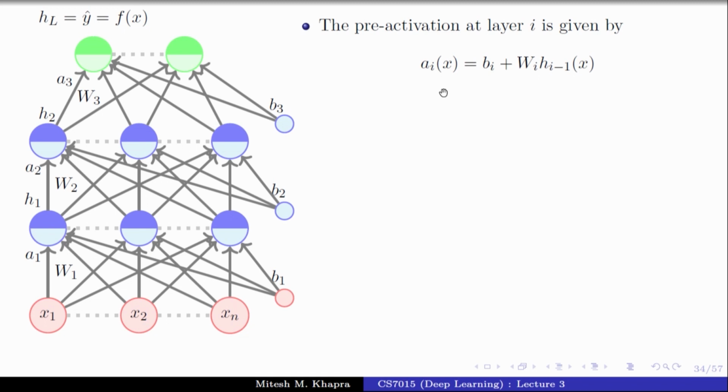How many of you get this completely? Please raise your hands. Okay, good. So that's what this equation is saying. For any generic A_i, it is going to be B_i plus W_i into H_(i-1). And the x's that you have in the bracket, they're just saying that A_i is a function of x. So A_i of x, that's all.